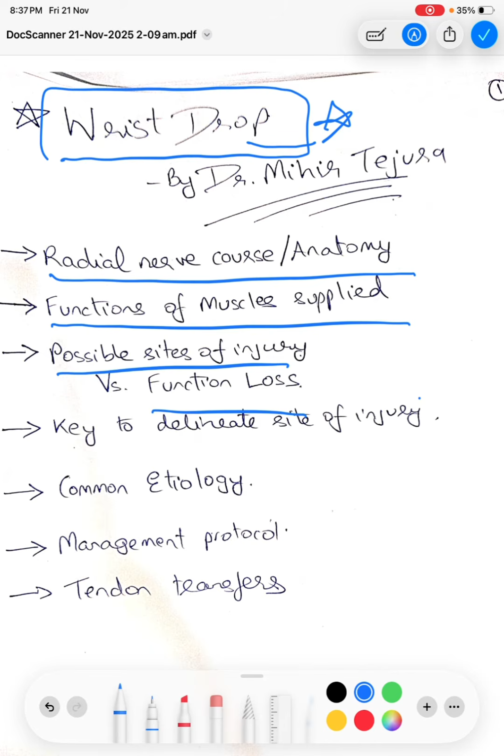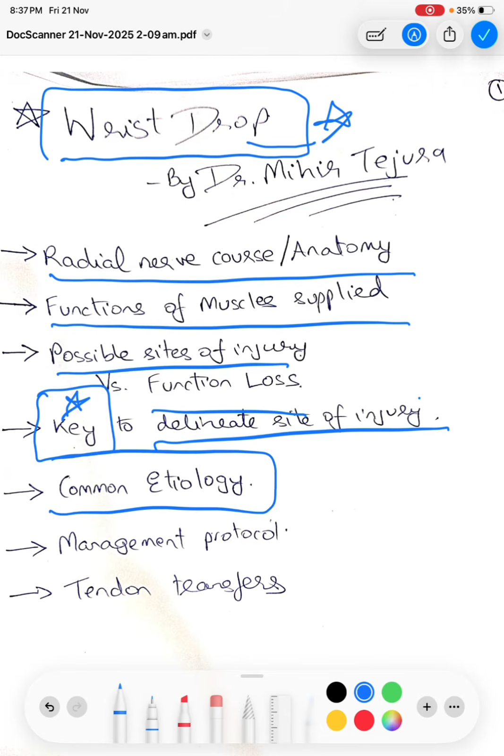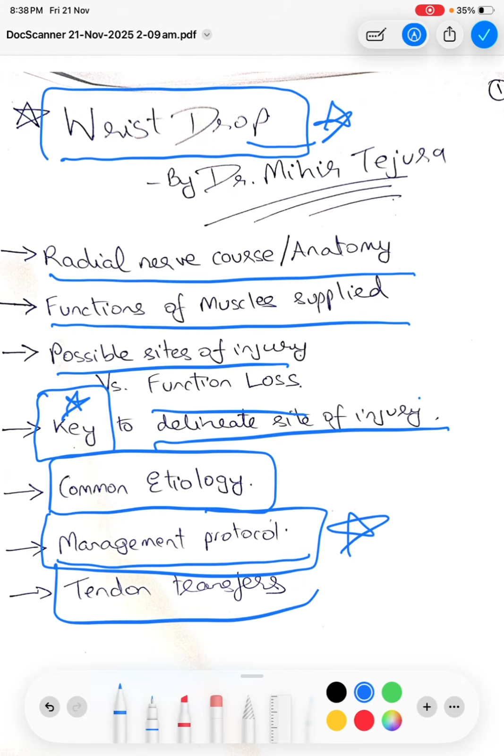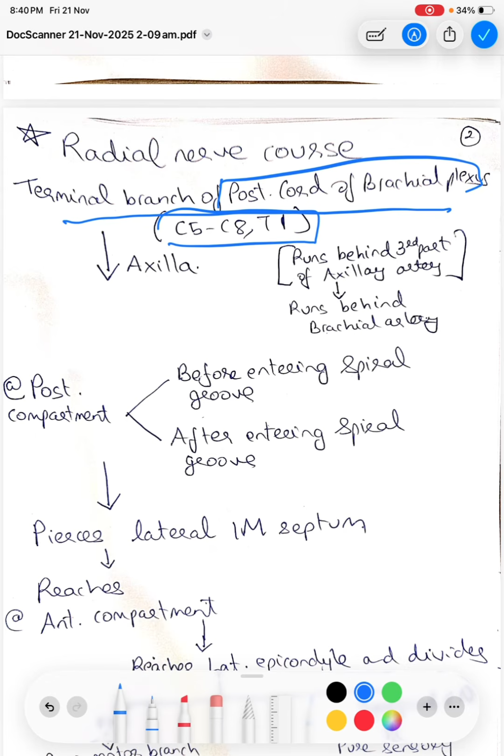We are going to remember a key to delineate the site of injury in cases of radial nerve palsy or PIN palsy. We are going to understand the common etiology of wrist drop, finger drop, or thumb drop. And at the end, for clinical practice, we are going to understand the management protocol, and we are going to understand in detail the concept of tendon transfers. Okay, so without further ado, let us begin the concept of radial nerve course.